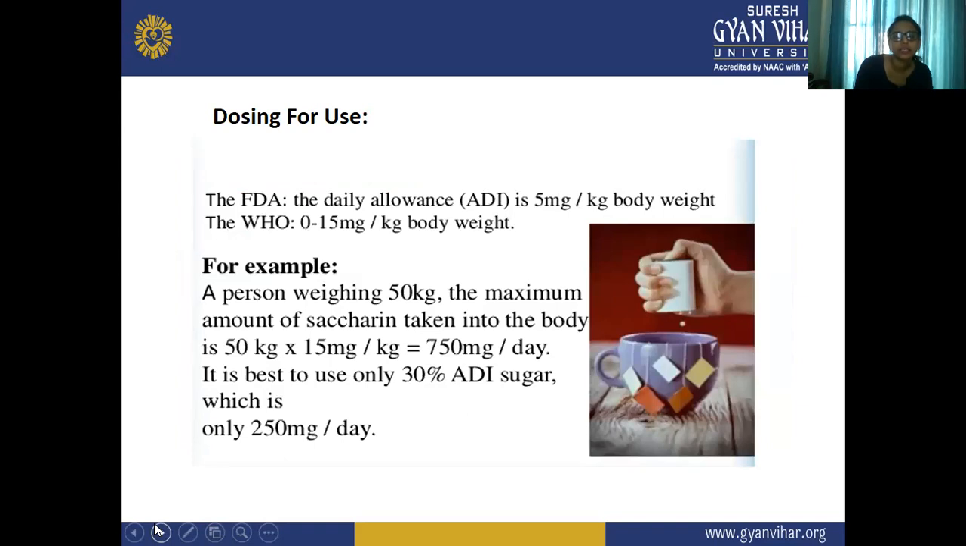Next, dosing for use. According to the FDA, the daily allowance should be 5 mg per kg body weight, and according to the WHO, it should be 0 to 15 mg per kg body weight. So for example, a person weighing 50 kg, the maximum amount of saccharin taken into the body is 750 mg per day. It is best to use only 30% of the ADI, which is only 250 mg per day. So here, the 50 kg person can take 750 mg per day of saccharin, but it is good to use 250 mg per day.